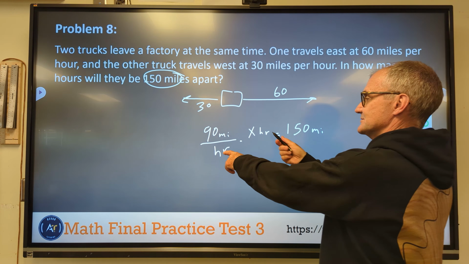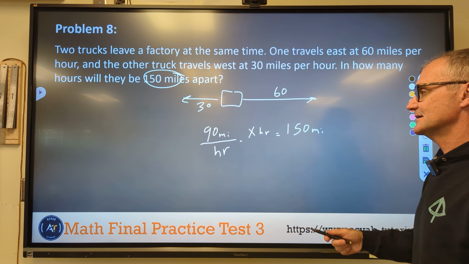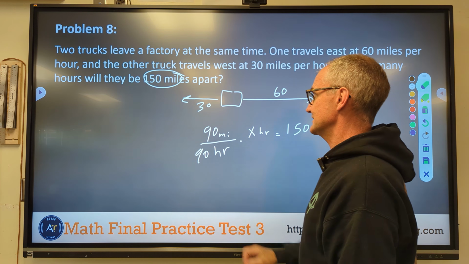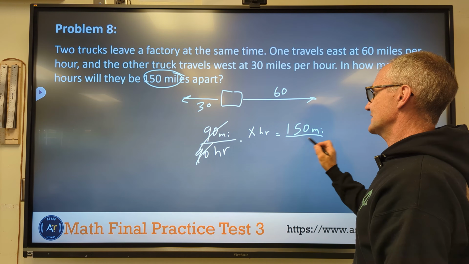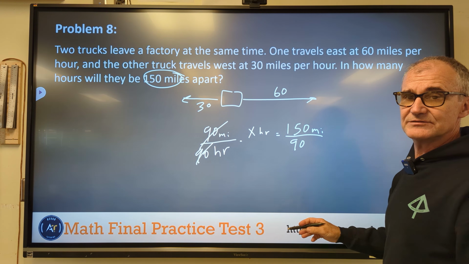Well, I can see my units will cancel, and that'll give me miles times miles, so that looks right. I have to get this x by itself. I'm going to divide both sides by 90. Those will cancel. If I do that to the left side of the equation, I also have to do it to the right side. So x is equal to 150 over 90.